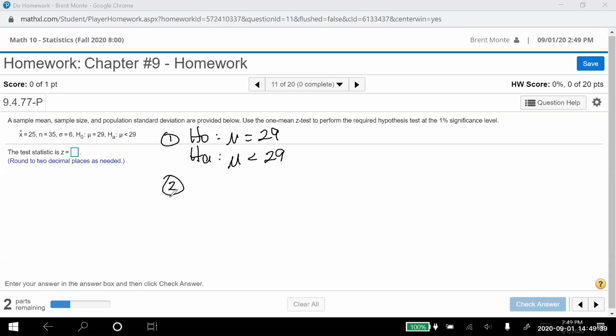Second step, determine the significance level. They told us it's 1%. So alpha is 0.01.